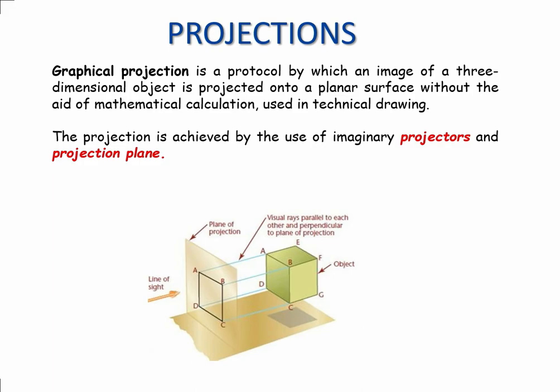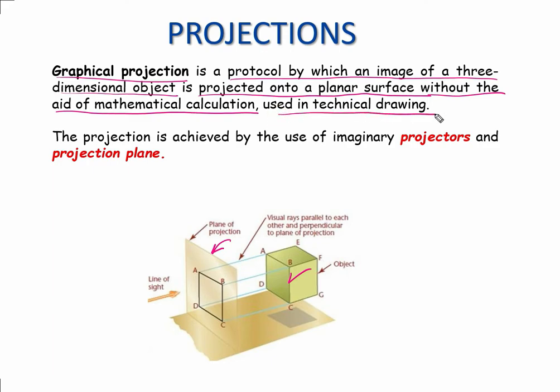Now, let us talk about projections. What is the projection, or graphical projection? It is a protocol by which an image of a three-dimensional object is projected onto a planar surface without the aid of mathematical calculations used in technical drawing. As you see, the projection is achieved by the use of an imaginary work plane. So this work plane should not be drawn. It's imaginary. And then we'll take projections.